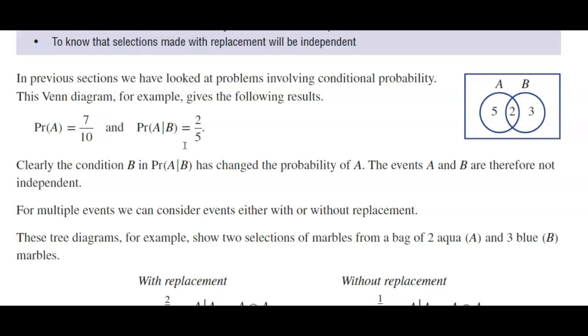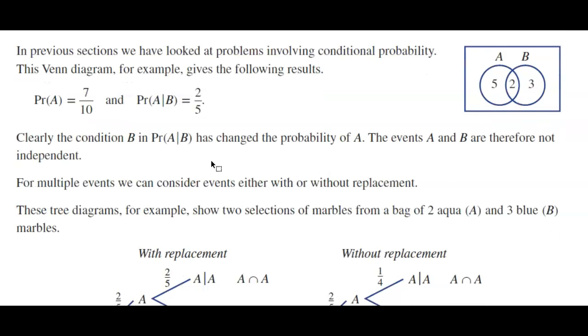So they're not independent of each other because the probability of getting A given B is changed by B. If it was the same, A would be independent. But because the probability of A changes when you take into consideration B, effectively B is changing the probability, so they're not independent of each other.